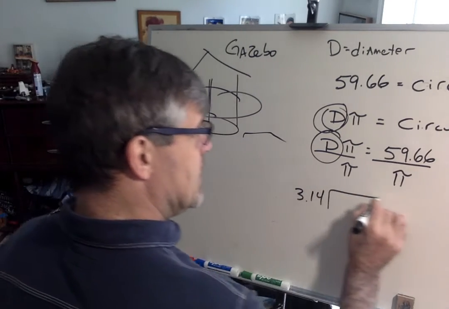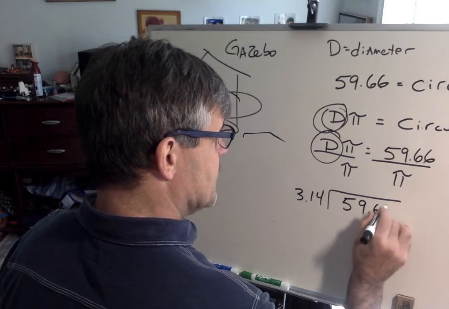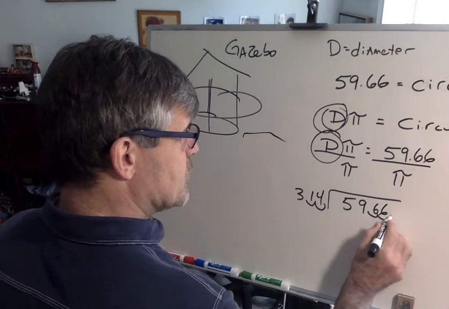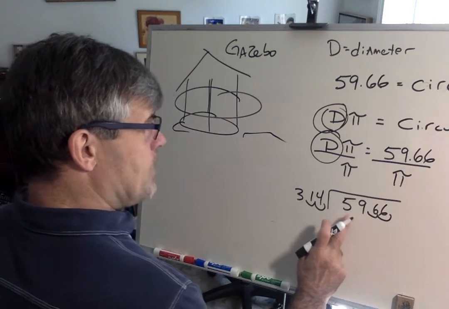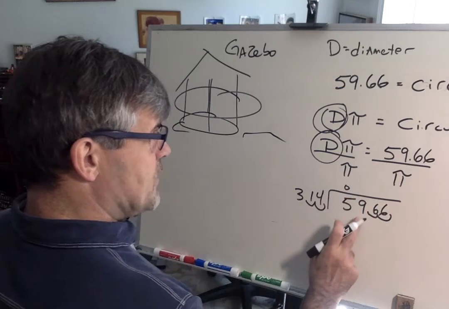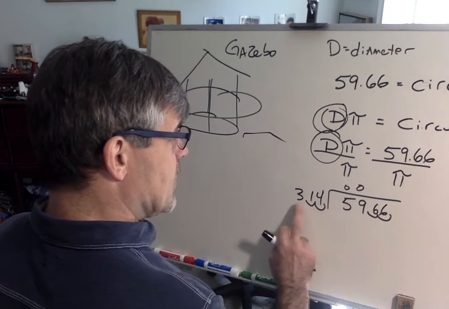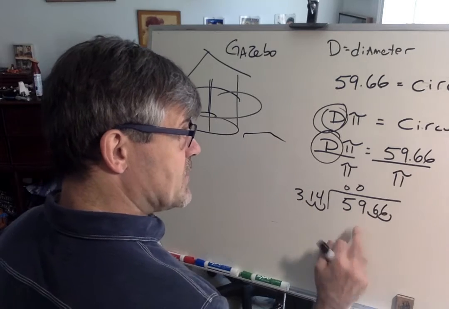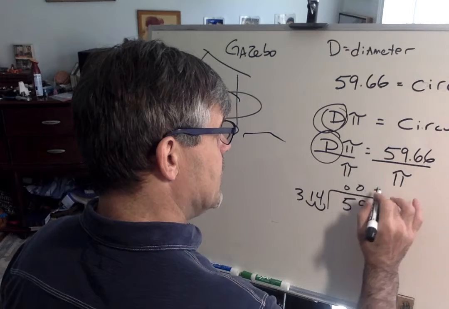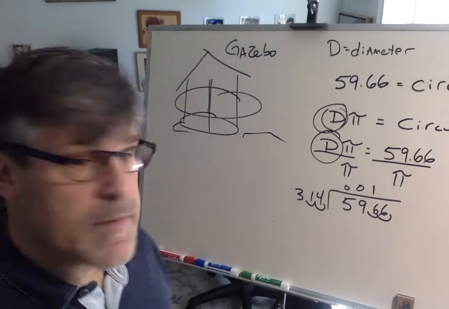So it's really 3.14 goes into 59.66. Move this over 2 places. Move this over 2 places. You can't buy anything that costs $314.05, so it's a 0. Same thing with 59. That's a 0. Now, I know 314 goes into 596 one time. Can you guys finish that for me and tell me the diameter?